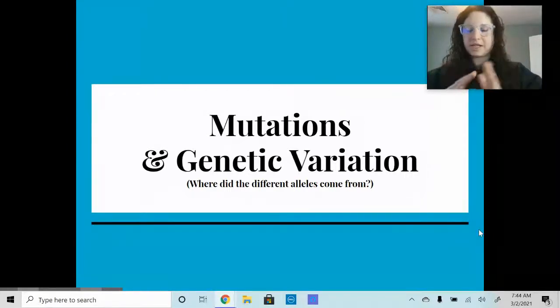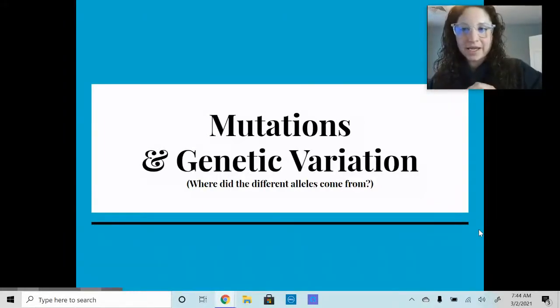So slightly different nucleic acid sequences, or slightly different nucleotide sequences in the DNA, will cause these differences that we see when we look at each other. And so that's what we're talking about when we talk about genetic variation. We're talking about different alleles for the same trait. So blue eyes versus brown eyes versus green eyes.